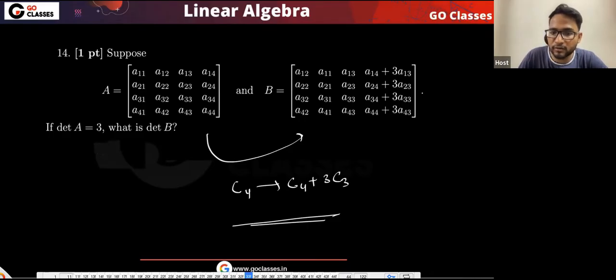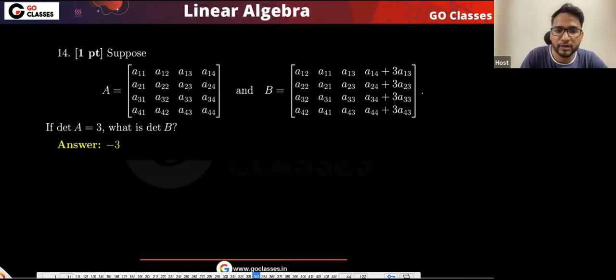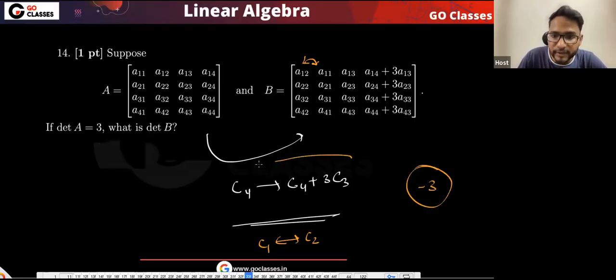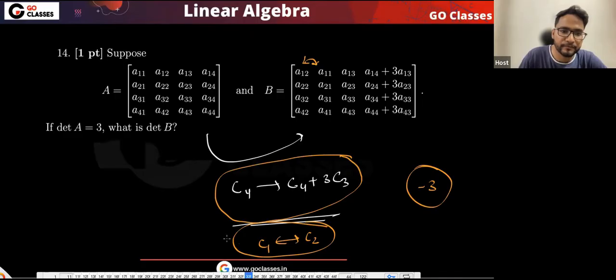Am I doing something wrong? This should be fine, right? Determinant. Okay, sorry, this is minus 3. Sorry, we have also exchanged these two. So we have applied two things, C1 and C2 are exchanged. If you do these two things, then the final answer will be minus 3, because this will leave the determinant unchanged, this will make the determinant minus 3.